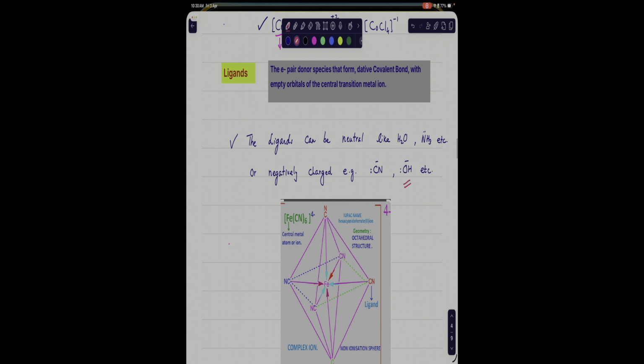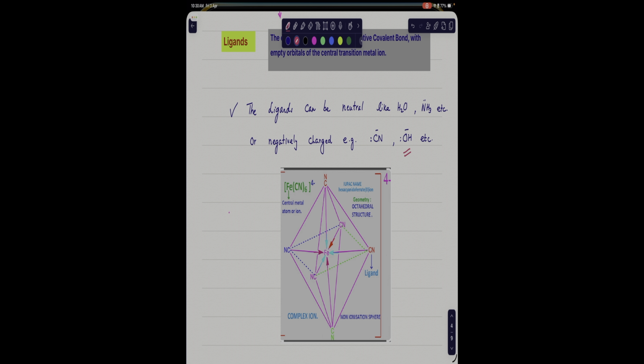I have shown you one complex over here. This is a complex of iron 2 plus with cyanide, or the cyano ligand. You can see there are 6 cyanide ions bonded with dative covalent bonds, and as you will know, a dative covalent bond is represented by an arrow. This arrow represents the lone pair of electrons from cyanide. So the cyanide ion is donating the pair of electrons to the empty orbitals of the Fe2+.